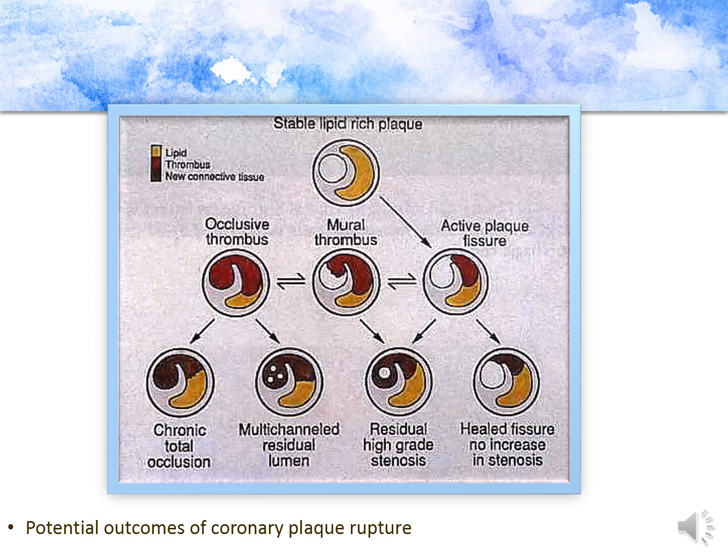So there are a few outcomes of coronary plaque rupture. We may have the occlusive thrombus with chronic total occlusion. Then we may have a multi-channeled residual lumen. We may have residual high-grade stenosis, and also a healed fissure with no increase in stenosis. Various outcomes of the plaque.